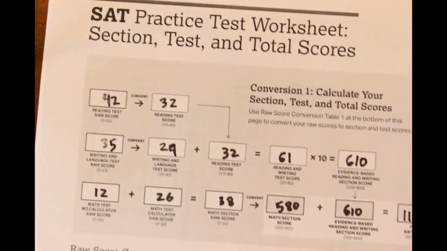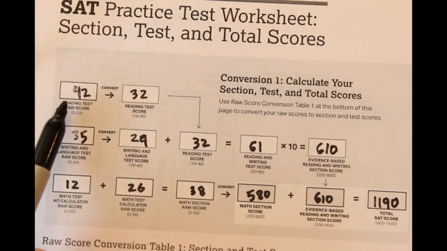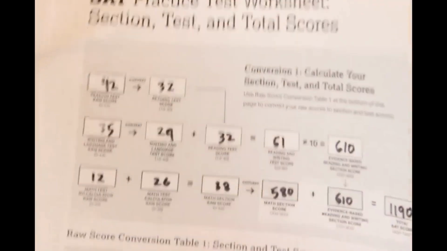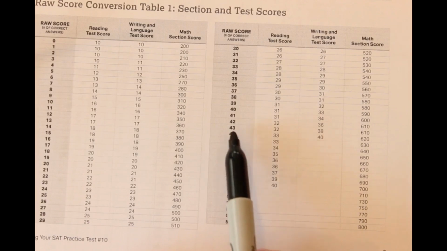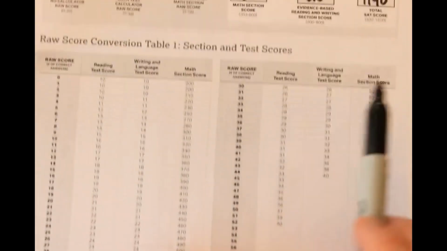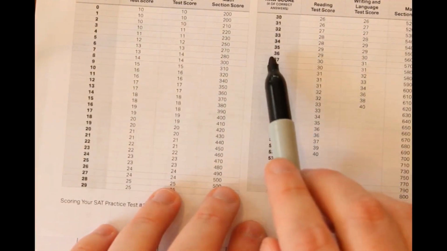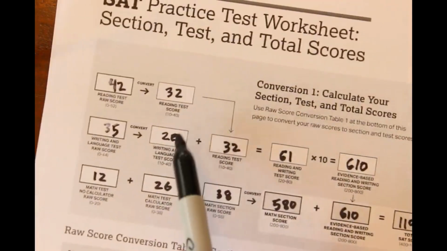And then what you're going to want to do is transfer those scores onto this kind of complicated looking table. So we said 42 right in the reading, so we put that there. And what you want to do is go to the lower part of this page where they have the conversions. So 42 on reading, we look at 42 and then we go over, and that converts to a 32. So you can see up here, 42 converted to the 32. And then we got 35 right in the writing and language, and that converted to a 29. So I wrote a 29 here.